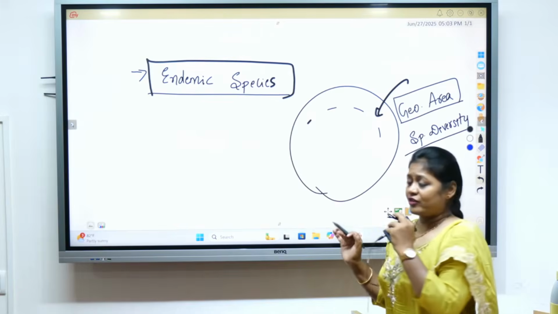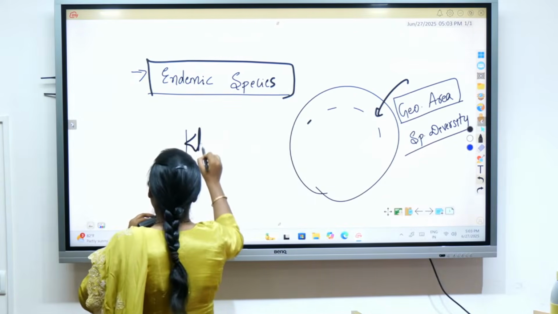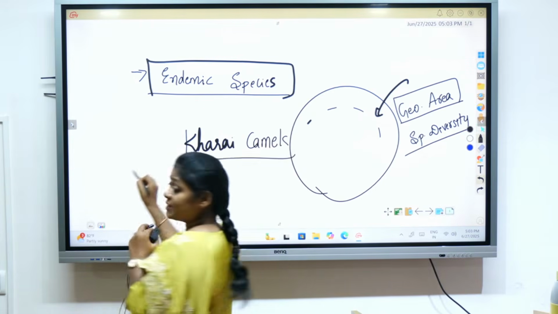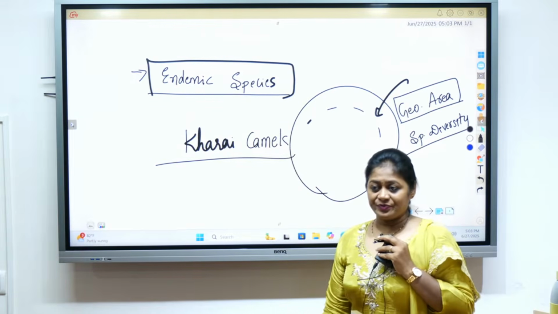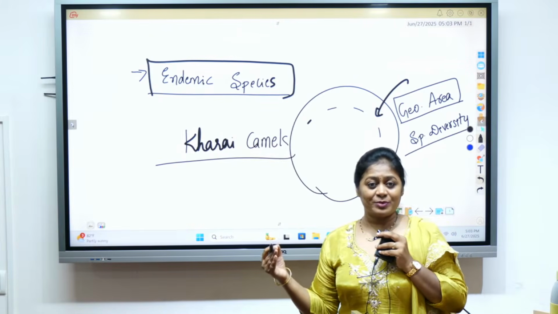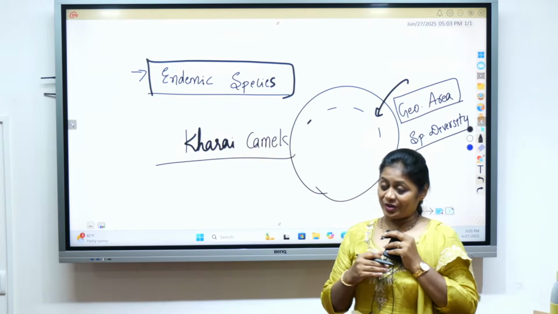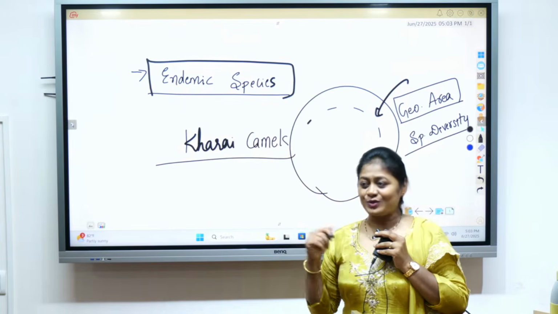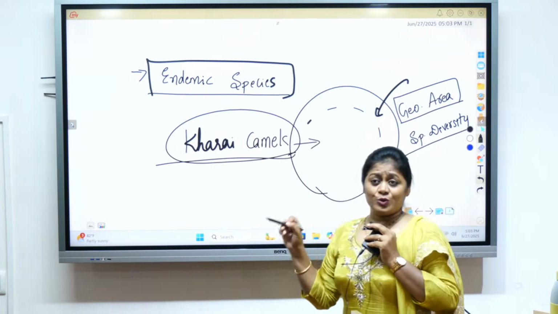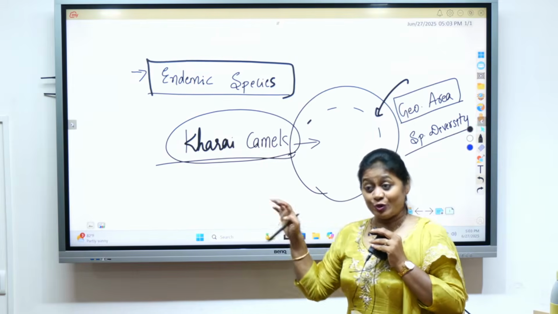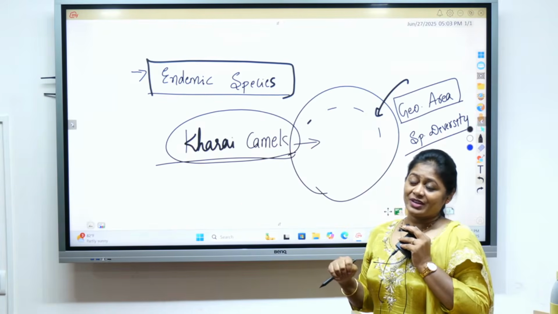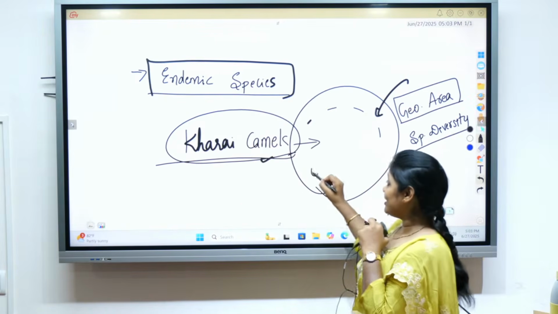For example, in the last class I discussed Kharai camels. What are they? They are called swimming camels, present in the marshy areas of Gujarat, and reared, domesticated by the Maldhari community. They feed on mangrove leaves. So these Kharai camels are found only in Gujarat, nowhere else in the world. They are desert animals, but they are present in marshy areas.